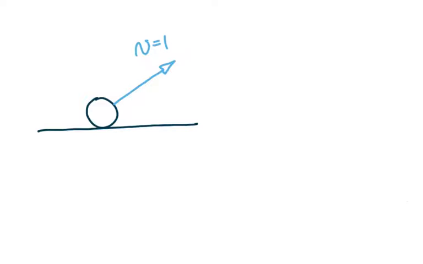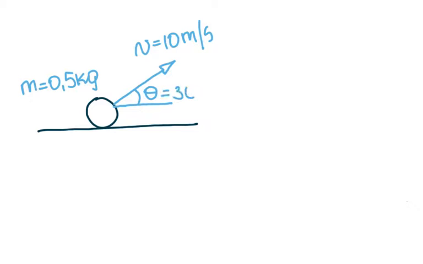In this question, you have a ball, and it is stationary on the ground, and then comes the person who's going to kick it. So this person kicks the ball at some velocity. Let's say this velocity is 10 meters per second, and the mass of the ball is 0.5 kilogram. And let's say the angle at which they kick it is given, and this angle is 30 degrees.